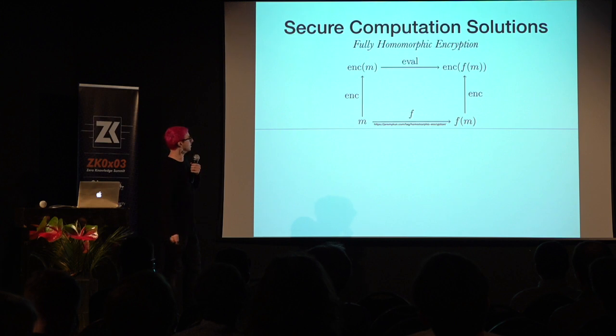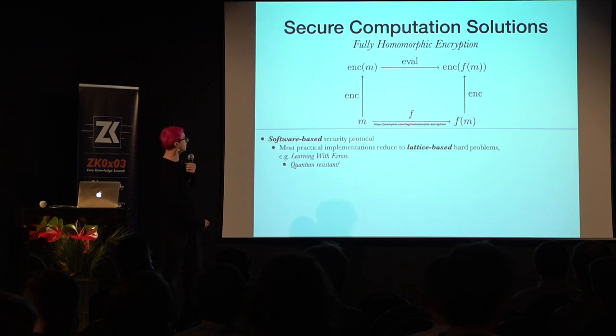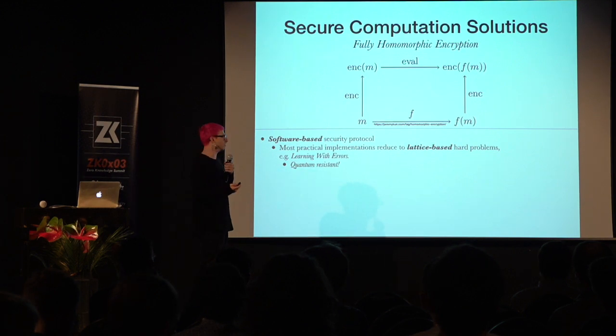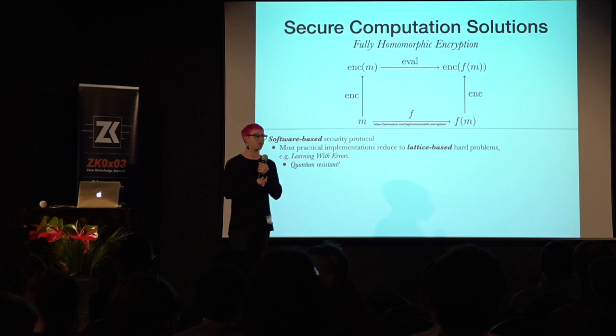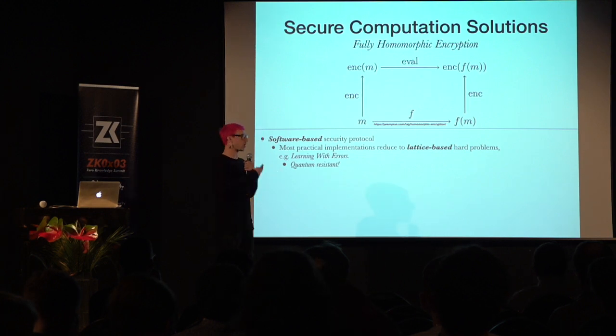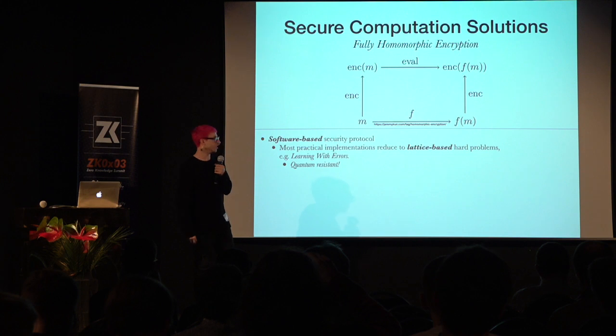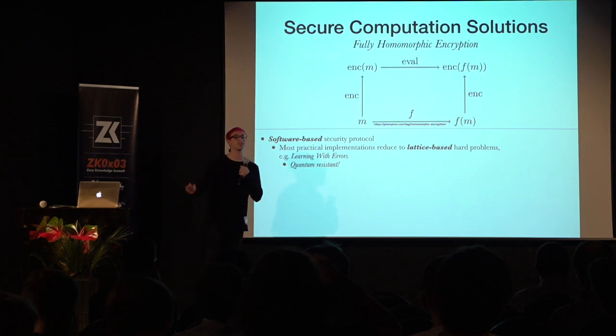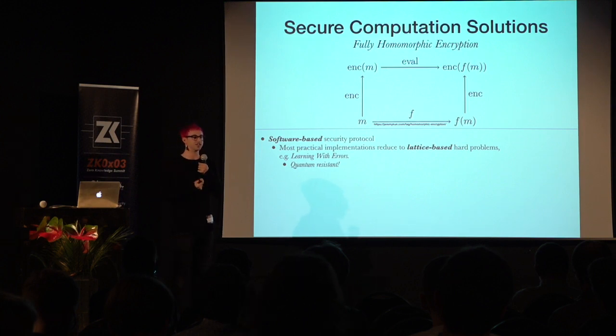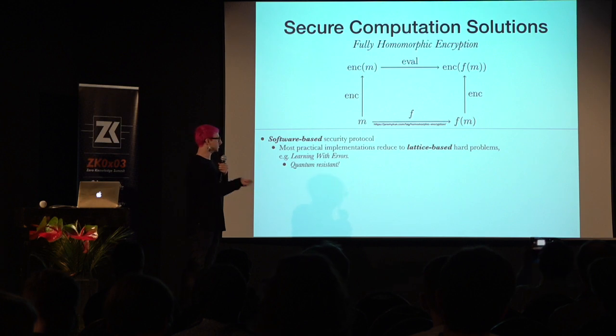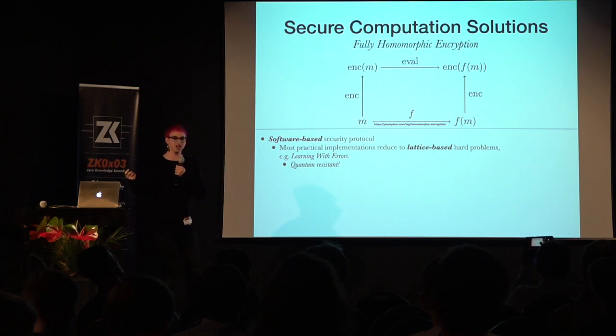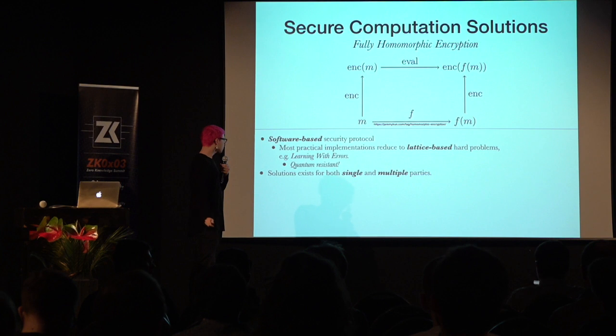Fully homomorphic encryption. So it is a software-based security protocol. We can reduce the security to hard lattice-based cryptographic problems. The most practical implementations reduce to learning with errors, which is actually a quantum-resistant problem. So if there exists a really strong quantum computer, this is incapable of being broken by that quantum computer.